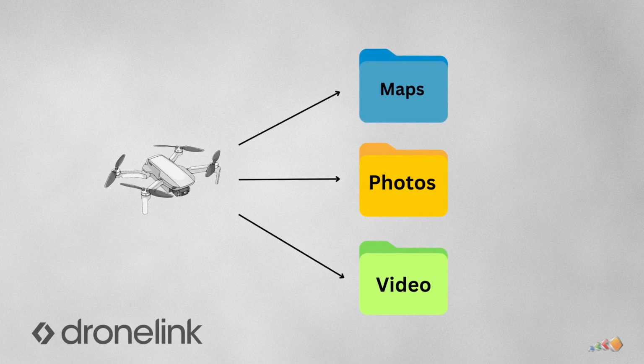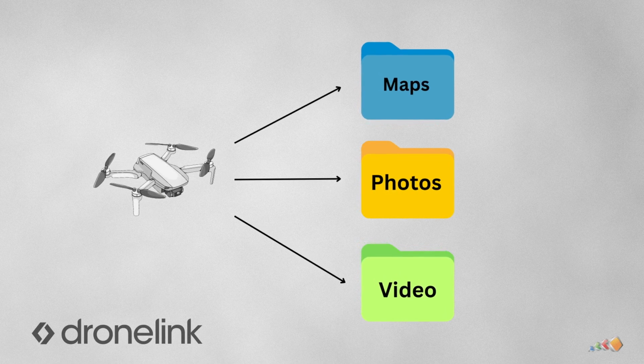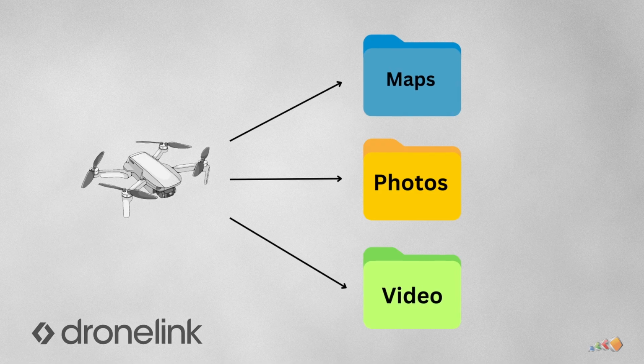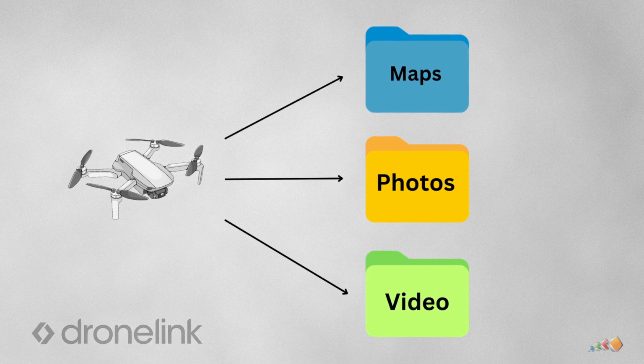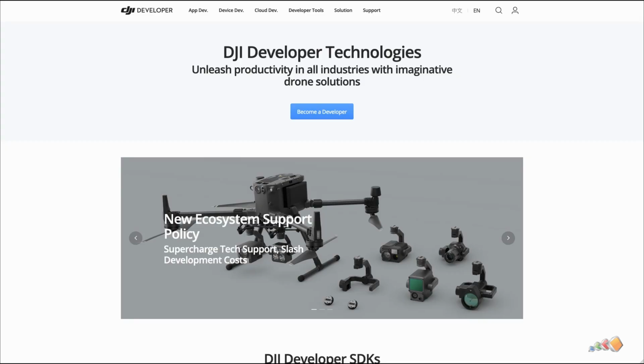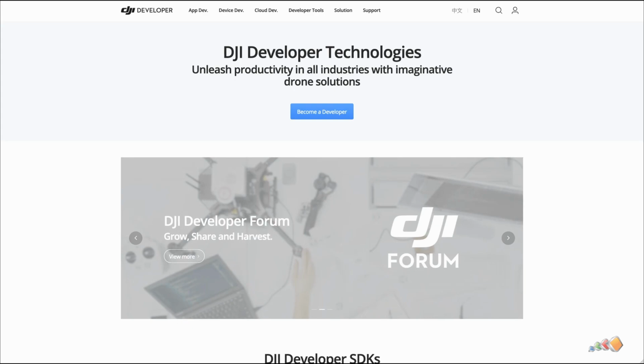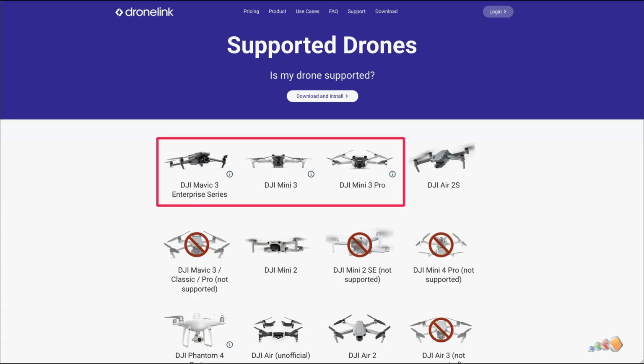Hello, and in today's 5-Minute Friday, I wanted to cover custom folder names in Dronelink, which is a relatively new feature. Custom folder names came in with the software development kit known as MSDK version 5. This is only available on later drones and only available in Android. So at the time of creating this video, that means this only works on the Mavic 3 Enterprise, the Mini 3 and the Mini 3 Pro.